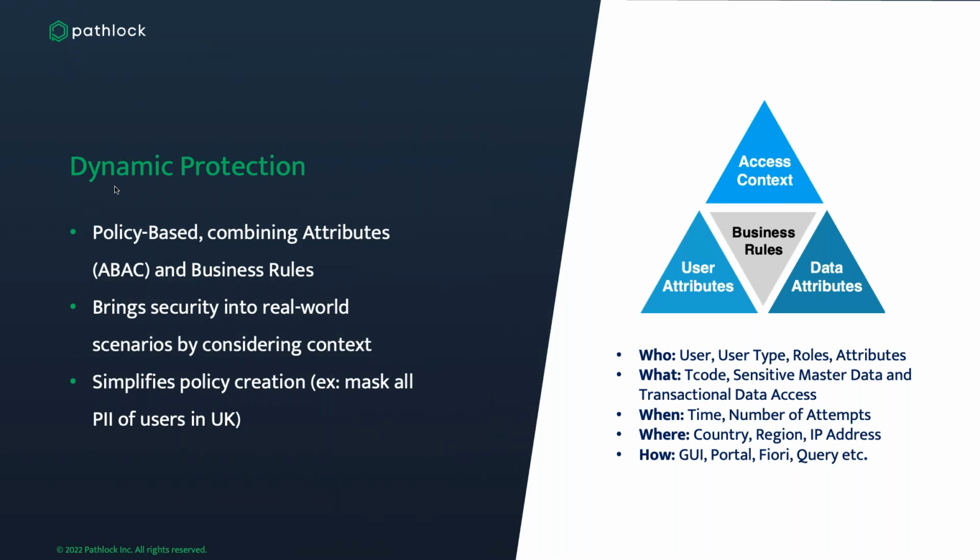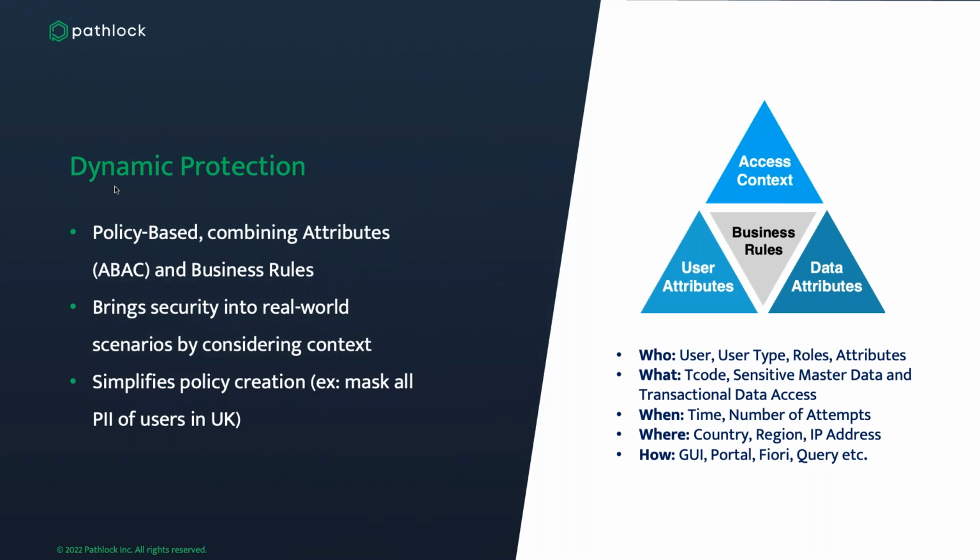When we dig into a little bit more about the dynamic protection, this is really important, because when you look at an attribute-based access control model, this is what gives you the power. It's going to simplify your policy creation, and it's also going to protect you against a lot of real-world scenarios, because it's considering that context or how that user is accessing the system. And so when we look at the triangle over to the right-hand side, what we're going to do is bring in a lot of additional context.